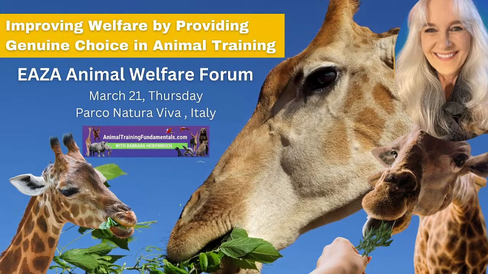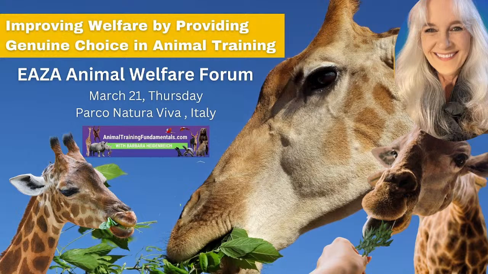I hope you can join me live, anybody in Europe over there, or if you're traveling to Europe. I'll be talking about improving welfare by providing genuine choice in animal training. So I guess that's why I feel pretty close to degrees of freedom right now, because I've got lots of examples for you. I'm going to show you so many examples of providing genuine choice in animal training. So yes, it can be done.